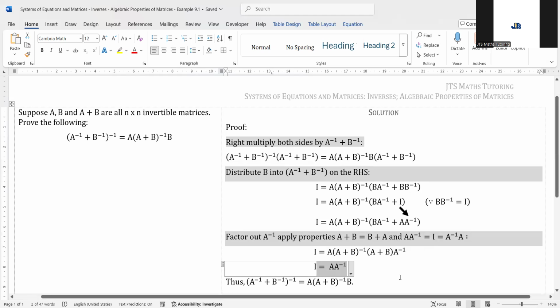All right, guys, this is all that we have for you today. We've successfully proved that if A, B, and A plus B are all n by n invertible matrices, this holds.